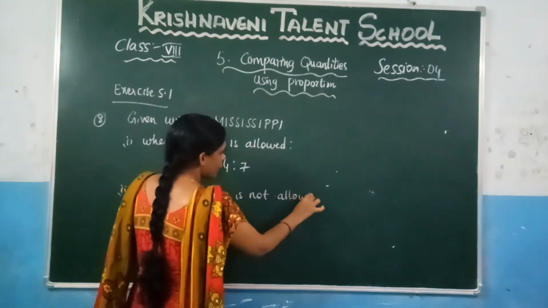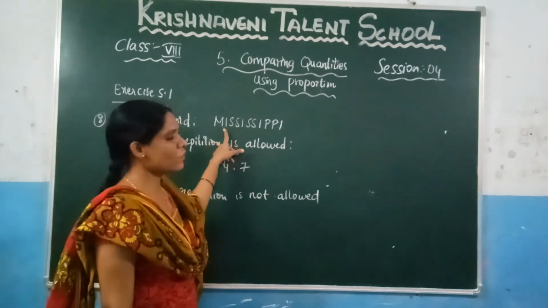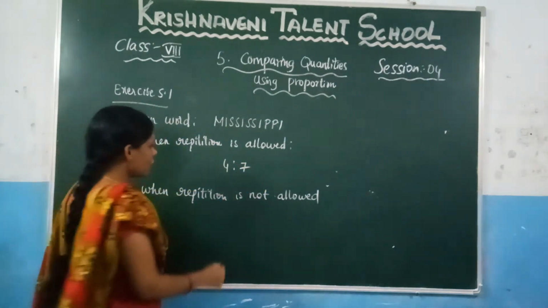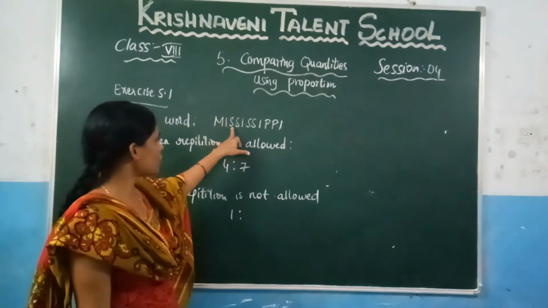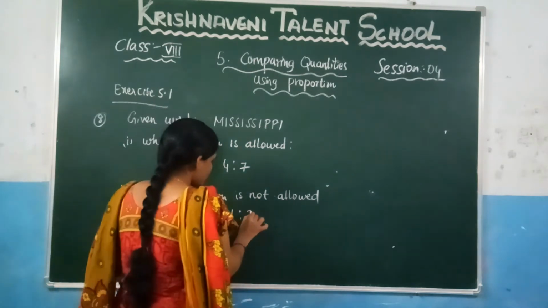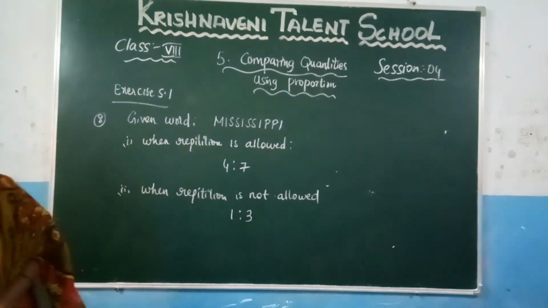So if you are counting like that, let us see how many vowels are there. Clearly only one vowel is there. So it is 1. How many consonants are there? 1, 2, 3. 3 consonants are there. So this is the ratio, 1:3. Now let us see the next question.